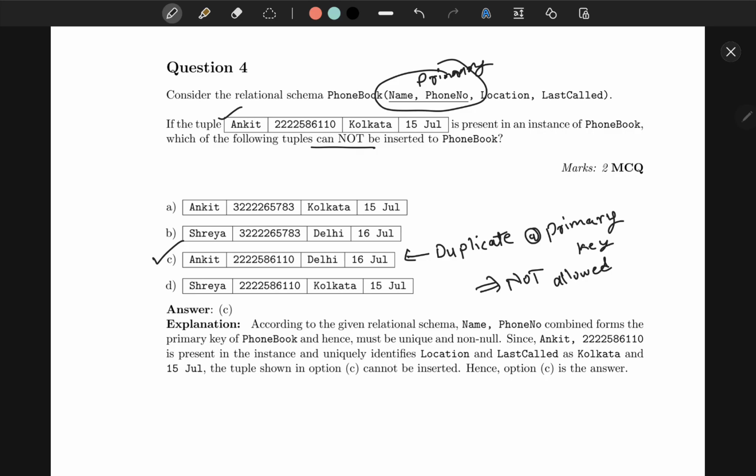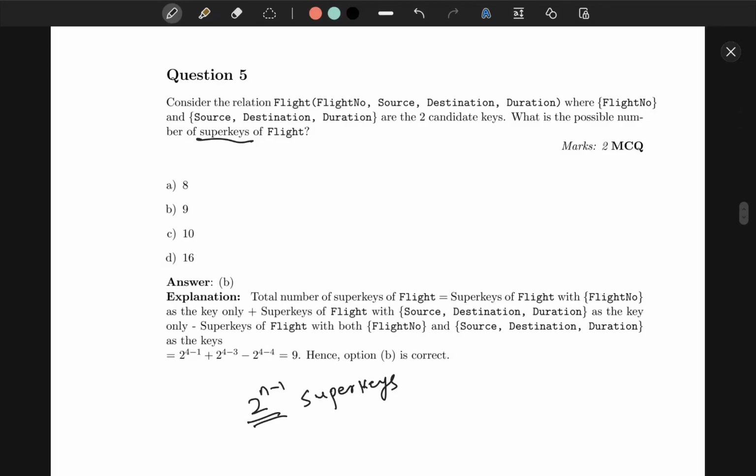Here's the tuple which is present in an instance. So if a tuple is exactly same as this, which is option C, it is a duplicate at the primary key, that is the name and the phone number, hence it cannot be inserted. Here this tuple is duplicate at name but the phone number is different, hence it is allowed. So the answer is C. Let's move on to fifth question.